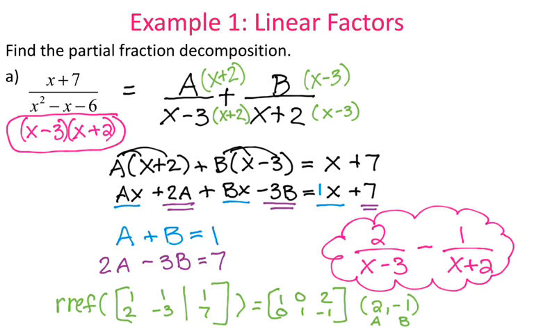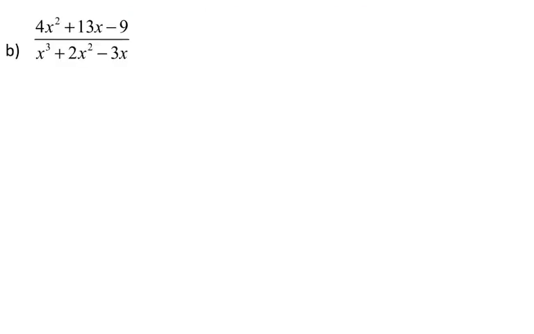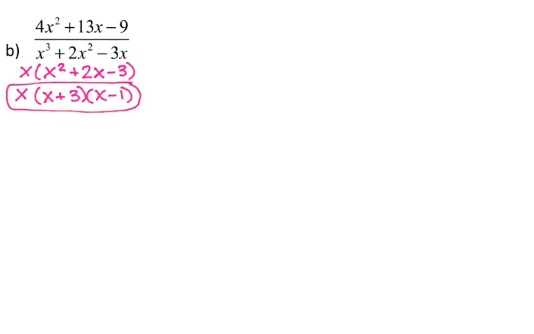All right, let's do another one. So looking at this problem, again, my first step is to factor out my denominator. I have an x in common, so I can take out an x. That leaves me with x squared plus 2x minus 3. That can be factored further, so that gives me x plus 3 and x minus 1. And this is my factored denominator.